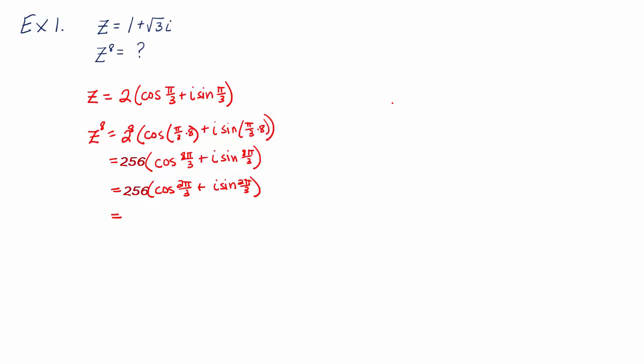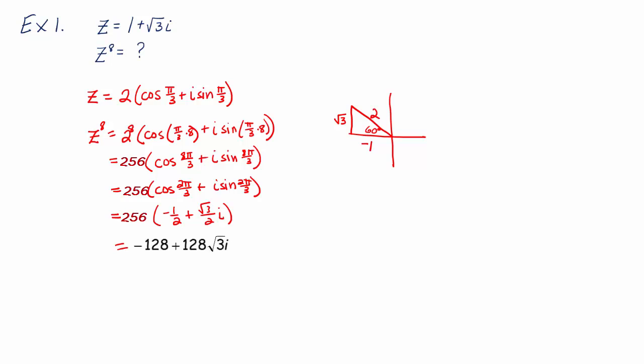pi over 3, if you want to draw a little picture here, 2 pi over 3 puts us in quadrant 2. The angle, or I should say the reference angle, is 60 degrees. This would be a root 3, this would be negative 1, this would be 2. So cosine would be negative 1/2. Sine would be root 3 over 2. So now if I distribute the 256, I get negative 128 plus 128 root 3i.